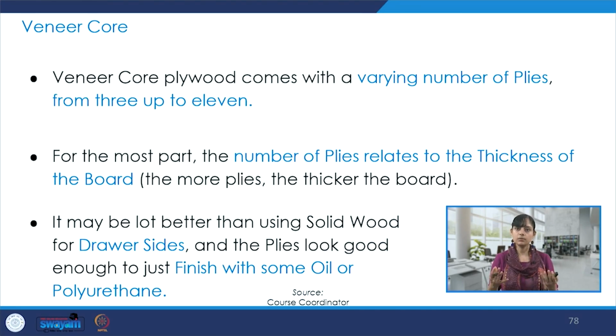There could be a varying number of plies in a veneer core from 3 all the way up to 11. And for the most part, the number of plies relates to the thickness of the board. And it is used for drawers and storages and a lot of purposes, and we could just finish it with some oil or PU, which is polyurethane.